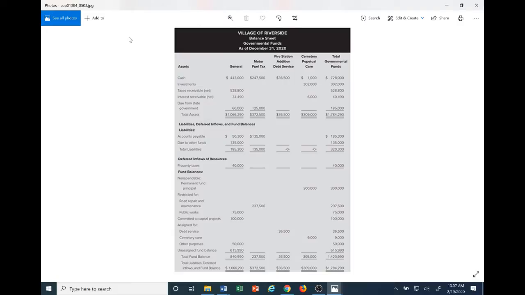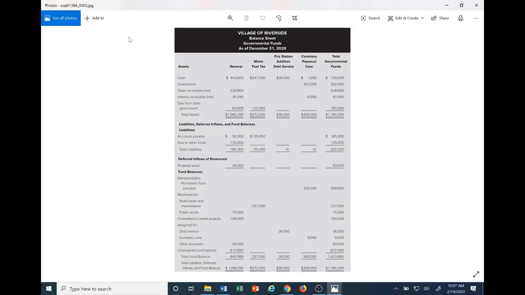Non-spendable means that it's either prepaids or inventory, right, or the corpus of the permanent fund. In this case, we can see the whole fund balance that is non-spendable is the corpus of that $300,000 donation, that old boy that donated because he was all upset over the cemetery being all messed up. So that's why his is in there, because we can't spend it, so it's non-spendable.